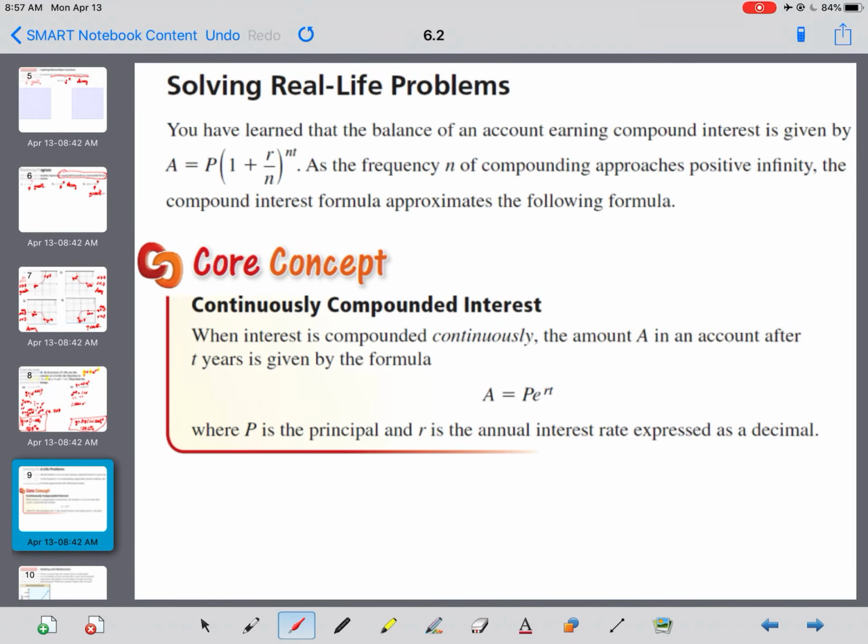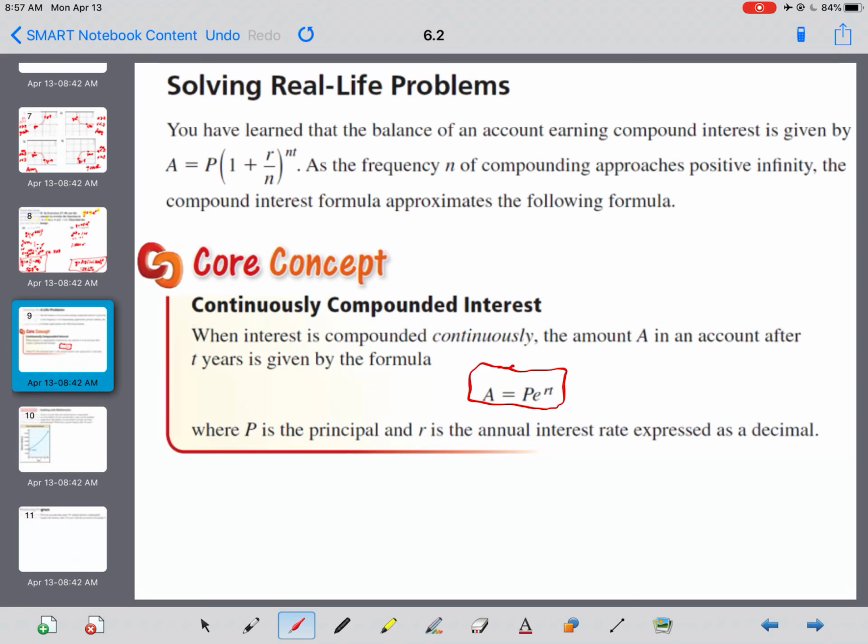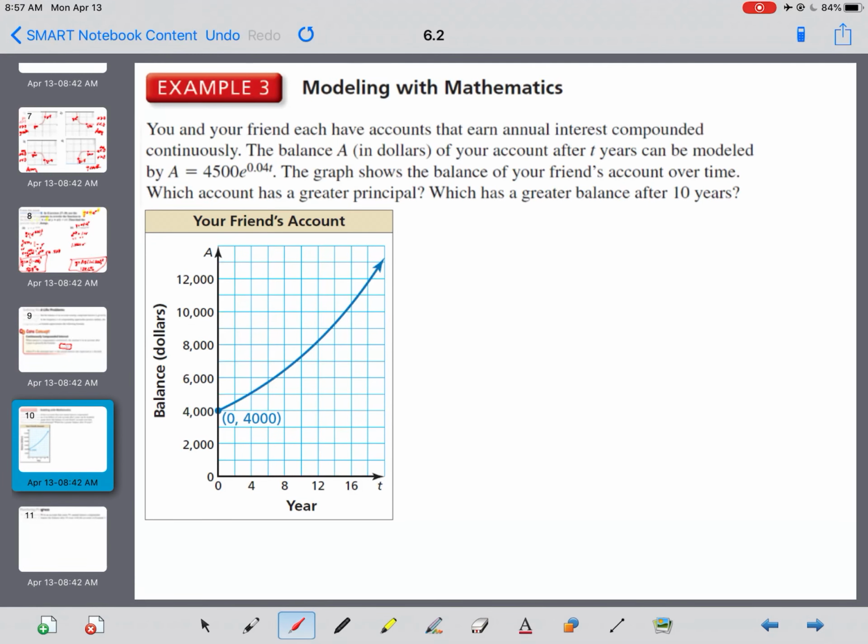But what if you compound it always? What if it's compounded continuously? Okay, that is a new equation. For compounded continuously, we use A equals P e to the rt, or A equals Pert. Notice we've just done exactly what we did in our last problems, that 1 plus r is our e to the r part. Okay, so P is the principal, r is the rate, expressed as a decimal, and we get to use it. You and your friend each have accounts that earn annual interest compounded continuously. So we're going to use A equals P e to the rt.